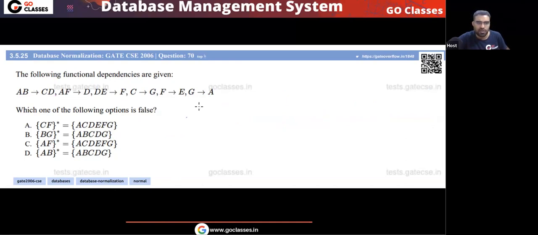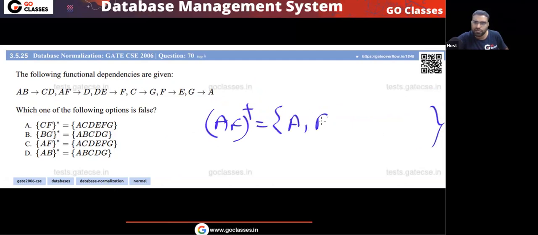What about option C? What is the closure of AF? Tell me. AF can bring AF. What else? See, AF can bring D also. What else? You got AFD. F can bring E also. So you got AFDE. Now D can bring F, but that is already there.